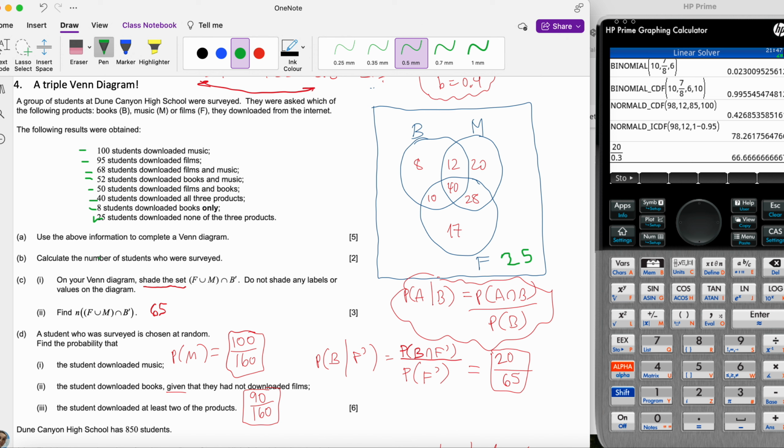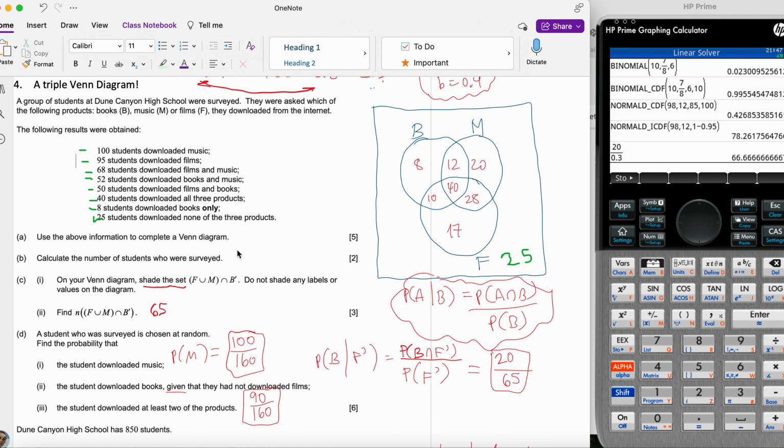Okay, calculate the total number, calculate the number of students surveyed. Just add it all up. I don't know why I didn't feel like putting down the answer, but you should end up with 160, okay? All right, so now these things on your Venn diagram, shade.